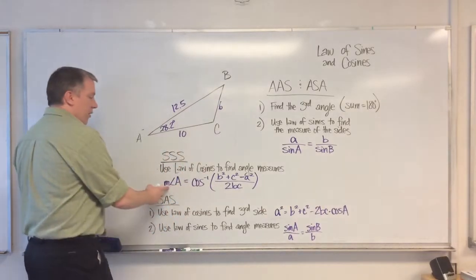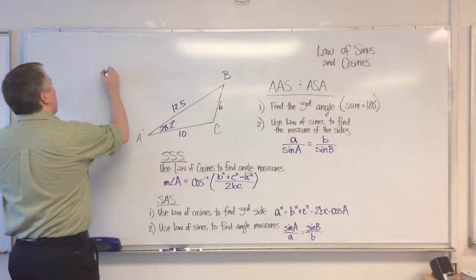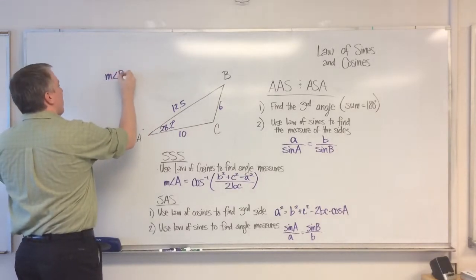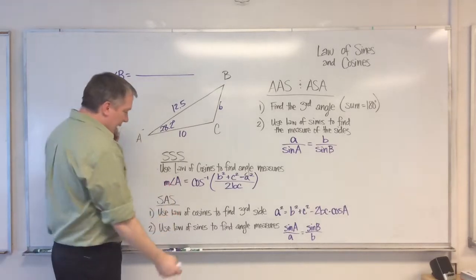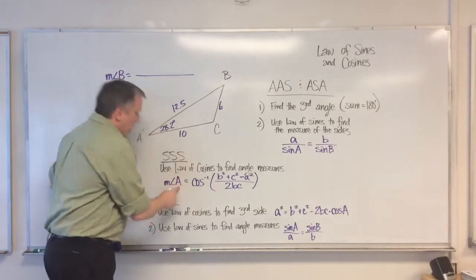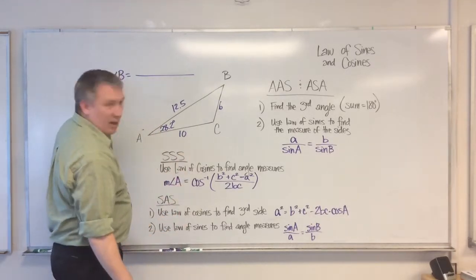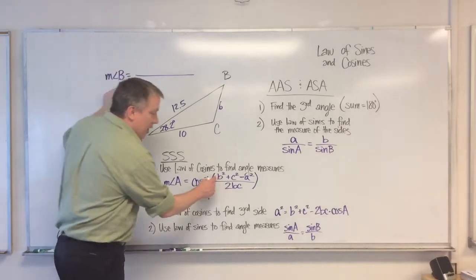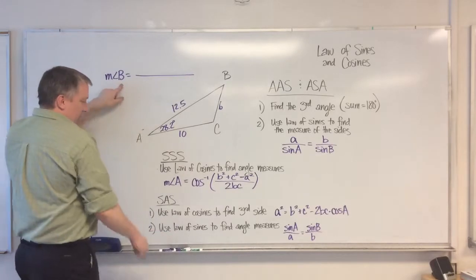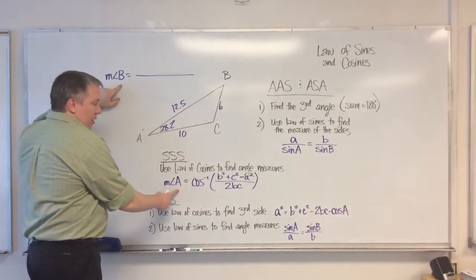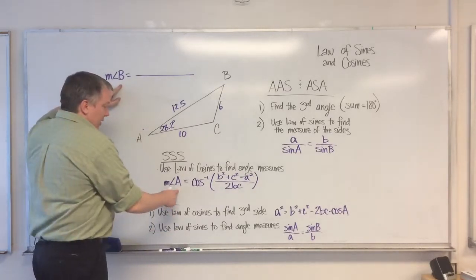So say I wanted to find the measure of angle B. I'm going to put measure of angle B is equal to, and this is what I'm going to do. Everywhere that I see A, I am now putting B, and everywhere I see B, I am now putting A. They're switching places. So instead of A, I have B, and instead of B, I have A, both ways. Okay, so here we go.